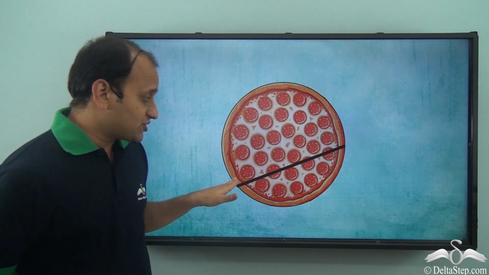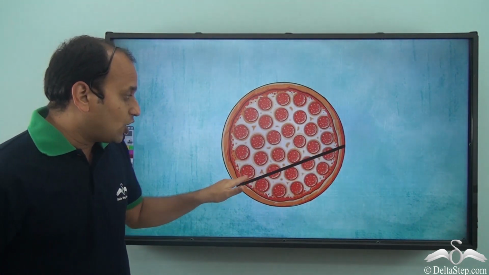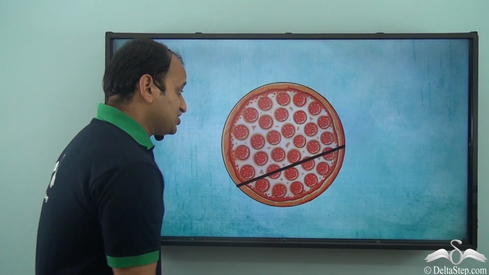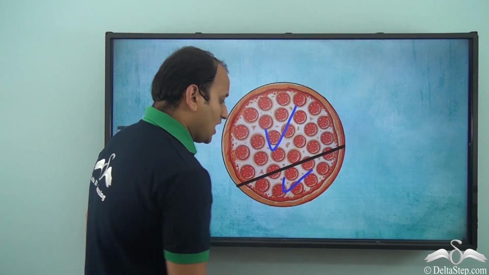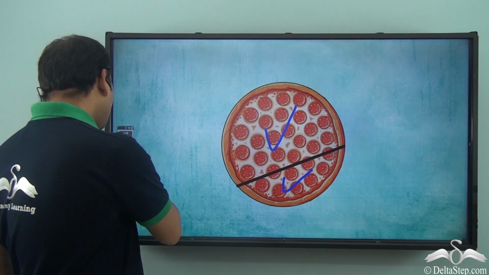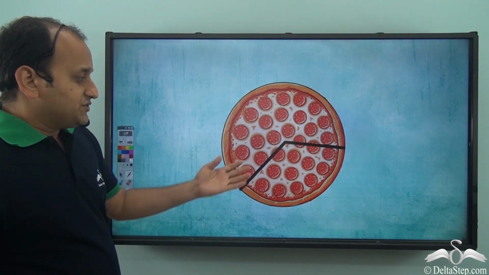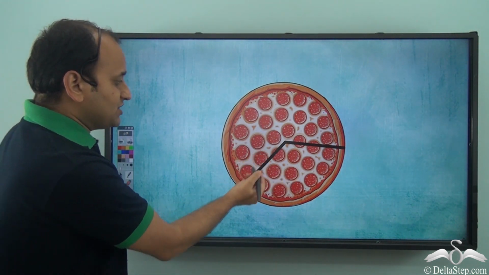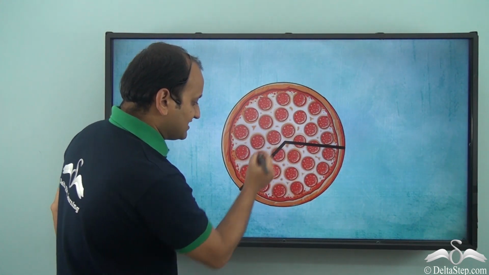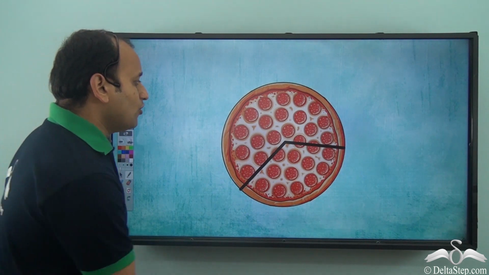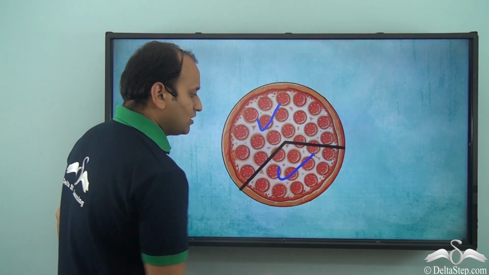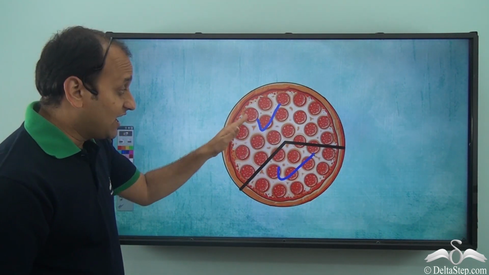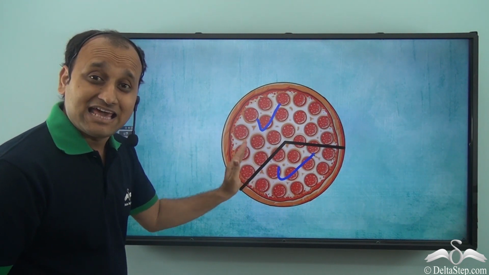So, she first tried to cut the pizza along this line. And what exactly happened? Well, she got two unequal halves. So, she tried cutting it in a different way. This time she tried cutting it in this manner. But even now, she got two different halves. They are not the same sized.